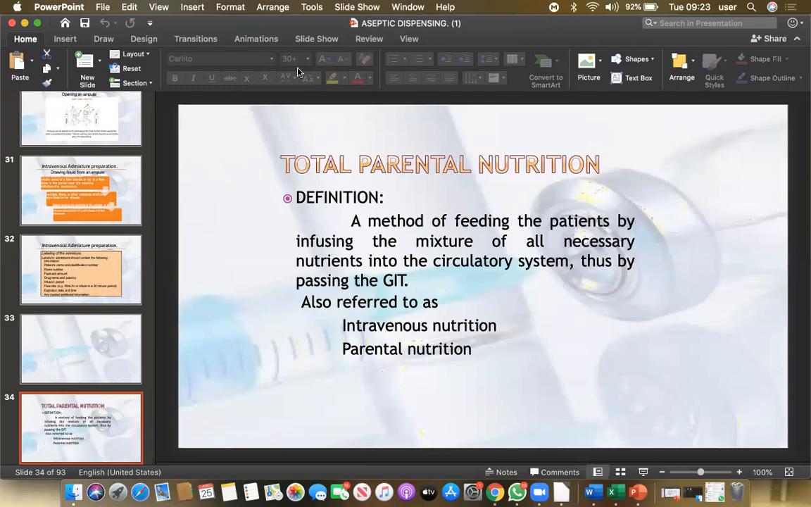It's a method of feeding patients by infusing a mixture of necessary nutrients into the circulatory system, thus bypassing the GIT, also referred to as intravenous nutrition or parenteral nutrition. When the patient is seriously ill, he or she cannot take feed by the oral or enteral route, so he has to switch over to intravenous nutrition; parenteral nutrition is advised.